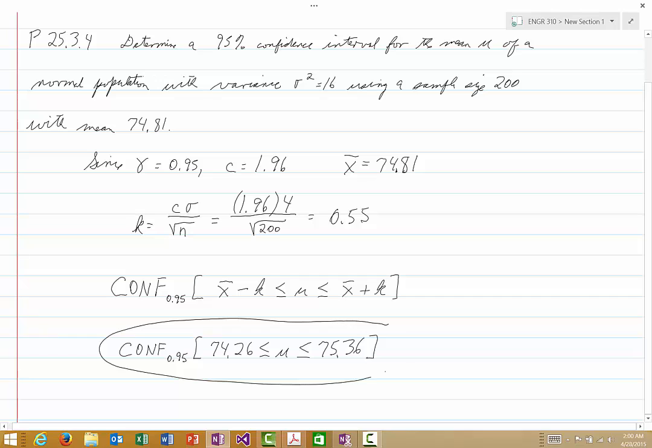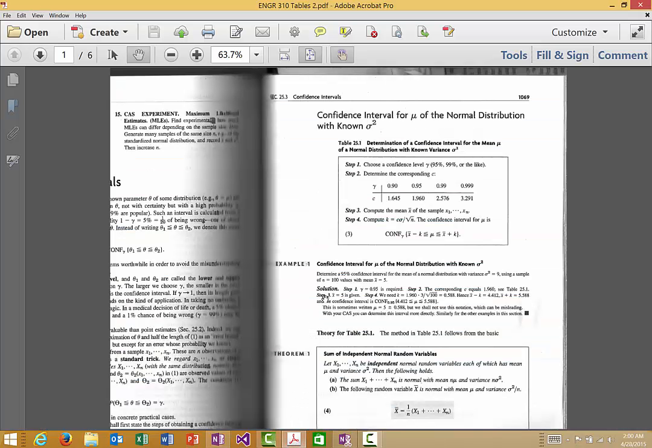And that's how we calculate a confidence interval for mu, for the mean, in a problem with a known variance. So very straightforward. You just need to understand how to use this table 25.1. And again, if you have a problem like this in the final exam, this table will be made available to you.